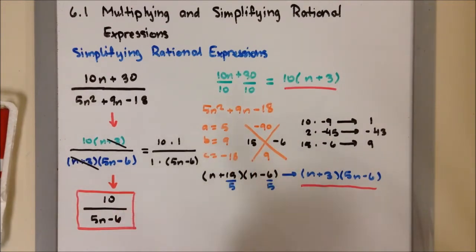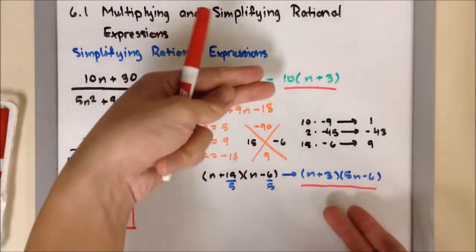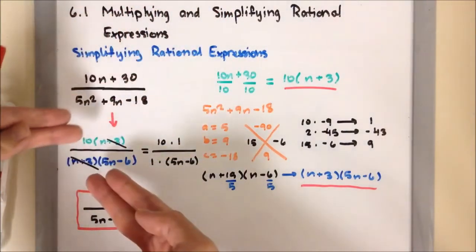Put in factor form. Now I realized my a was not positive 1, so I had to divide both factors by a. So I got n plus 3. This one I couldn't divide, so I moved the 5 in front of n, so we got 5n minus 6. Then I bring the two pair factors back into the fraction.